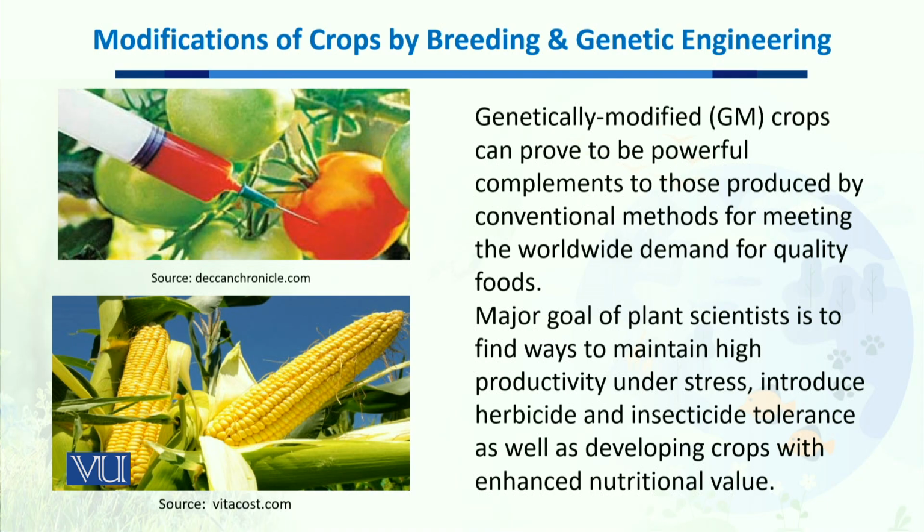Now, a major goal of these plant scientists was to find ways to maintain high productivity under stress. Even GMO plants have been introduced with herbicide and insecticide tolerance genes, so that when herbicides are used on these crops in order to prevent the weeds from growing, these plant species cannot be harmed. And it was also used to develop crops with more nutritious values.